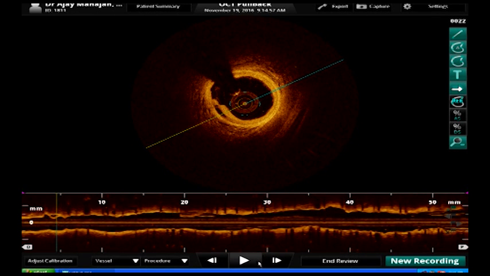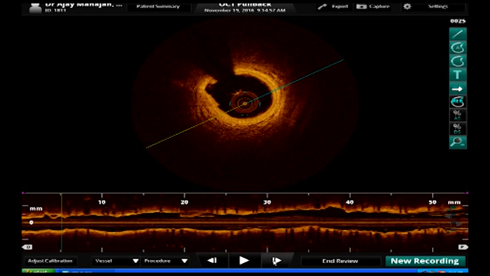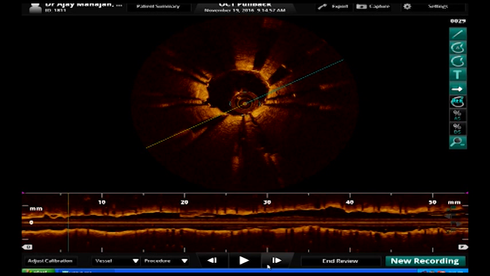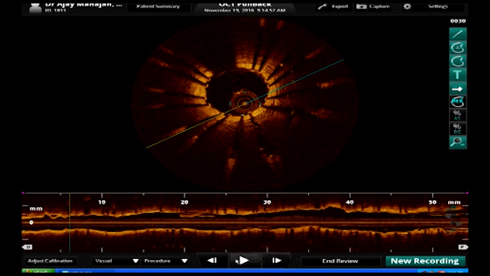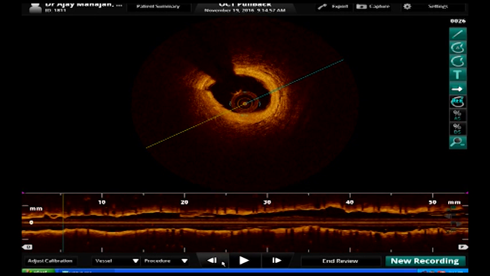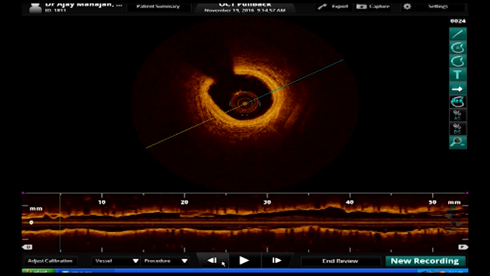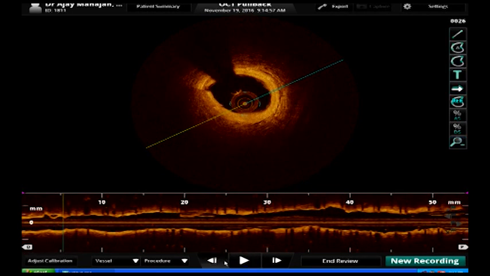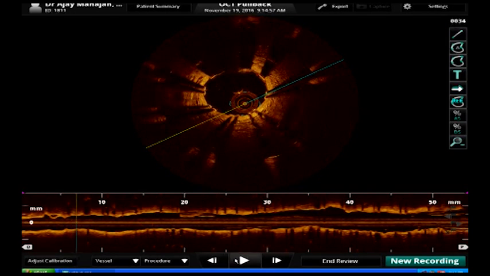So there's a dissection at the 7 o'clock mark. Go beyond slowly. Go beyond. No, the other way, Dr. Mahajan. Rewind. Go the other way, to the distal part. Go to distal. Go back. There is a dissection here. Go back. You have to go that way.